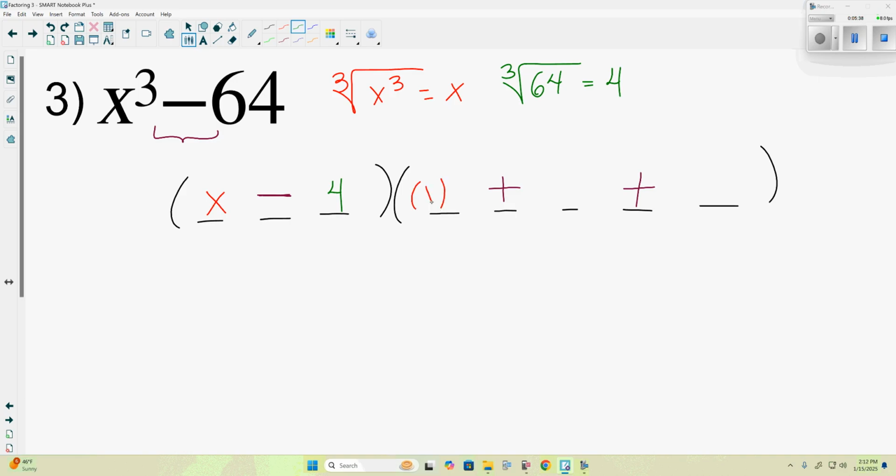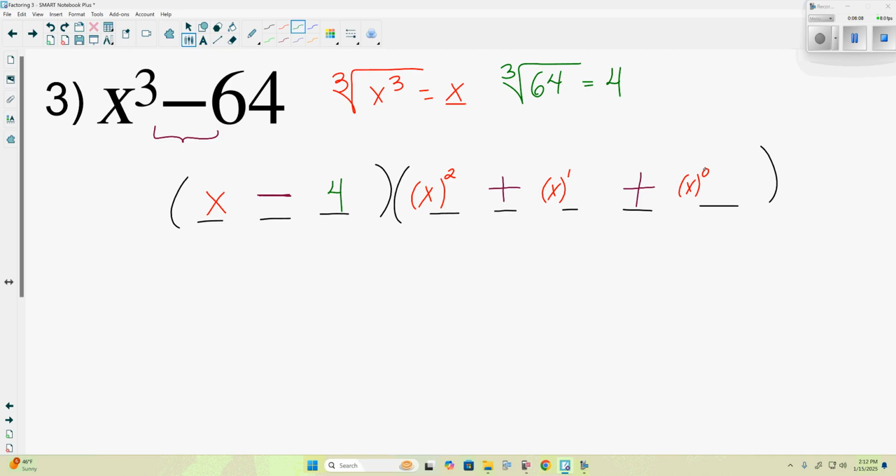Now, just like yesterday, I'm going to fill in the extra pieces. We're going to start off with our first term, our x. In the bigger set, we're going to put that to the second power in the first spot, to the first power in the middle spot, and to the 0 power in the last spot, because the exponent is going 2, 1, 0. It's decreasing.